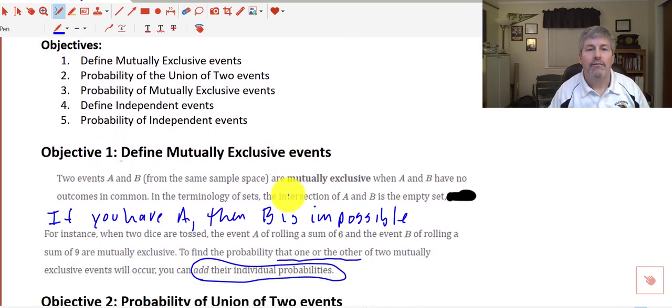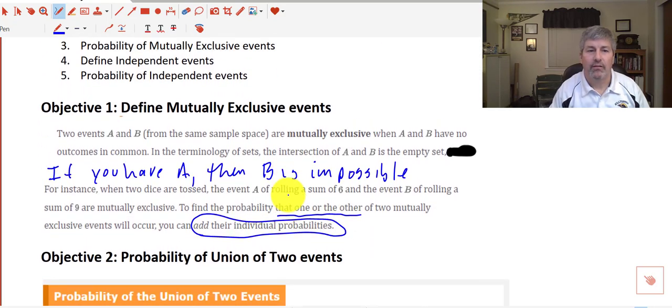Objective 1, define mutually exclusive events. Well, two events, A and B, are mutually exclusive when A and B have no outcomes in common. In the terminology of sets, the intersection of A and B is the empty set. Essentially, if you have A, then B is impossible to have. If you tossed two dice, the event of rolling a sum of 6 and the event of rolling a sum of 9 are mutually exclusive.